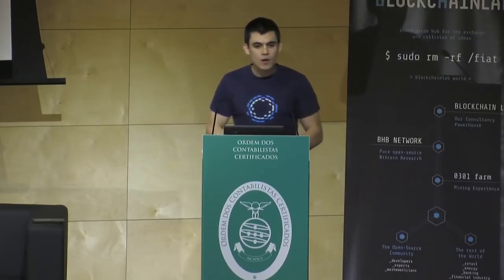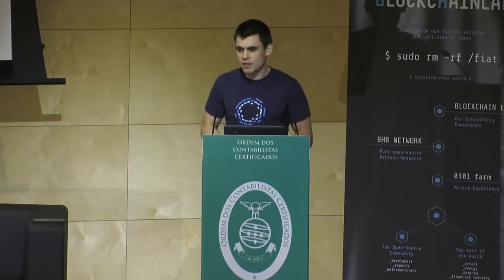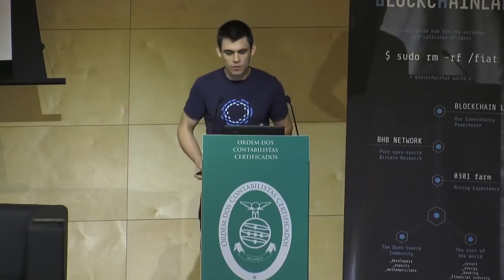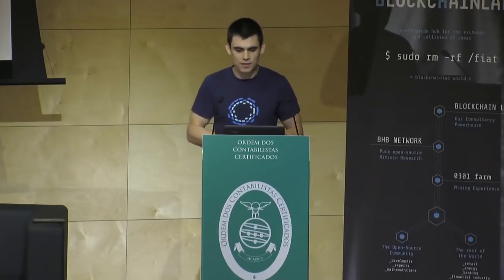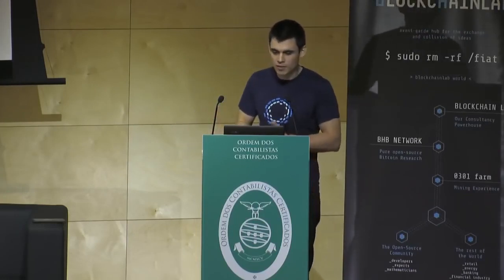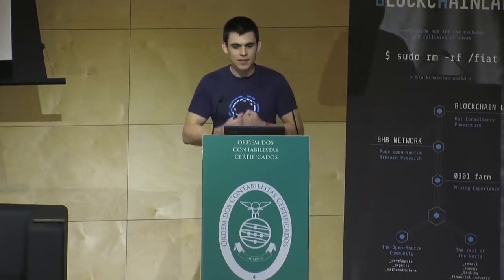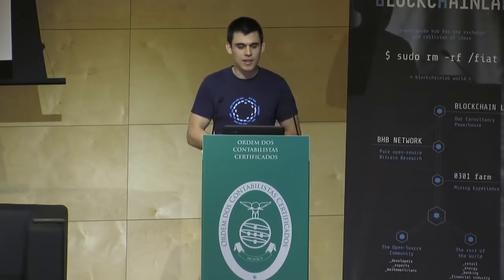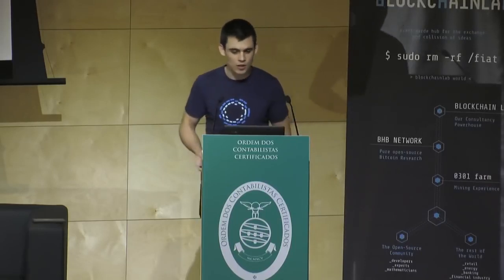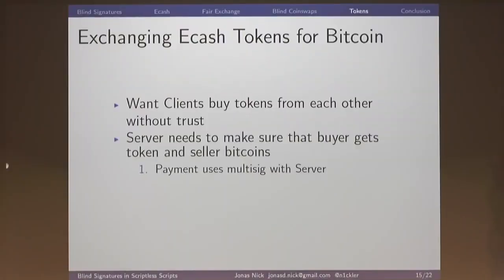Okay, so far we've only bought blind signatures from some kind of server, but in most cases that's not very interesting. What you actually want is clients that have some kind of eCash tokens to exchange them without having to trust each other. But the central issue here is that the server somehow needs to make sure that the buyer actually gets the token and the seller gets the bitcoins, and the seller only gets the bitcoins once, so it cannot sell it twice or something like that.